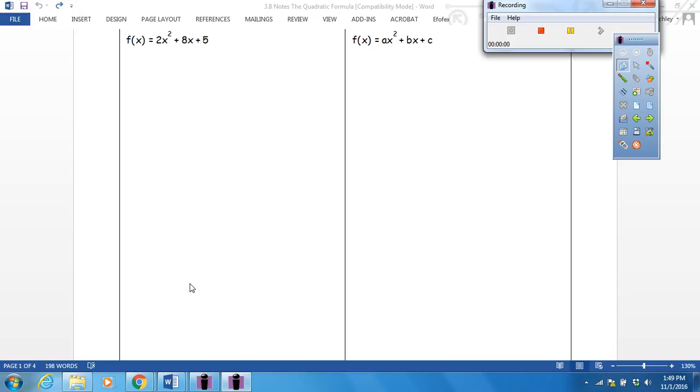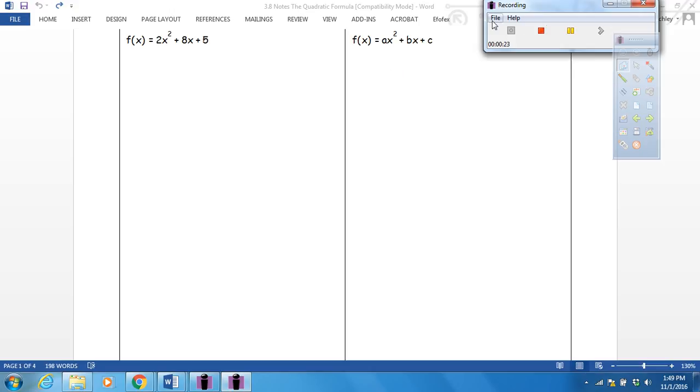Okay, so we're going to derive the quadratic formula by completing the square. We're going to do one with numbers because that's something we know how to do, and then one without numbers, just with letters. And that's a little bit more complicated because it's a little bit more confusing. That's why this is going to help us understand what's happening here.